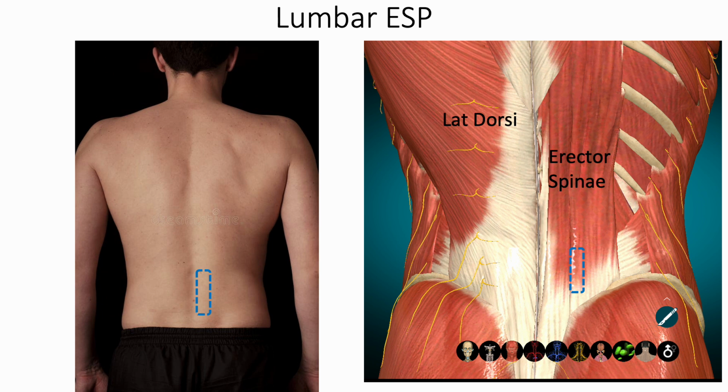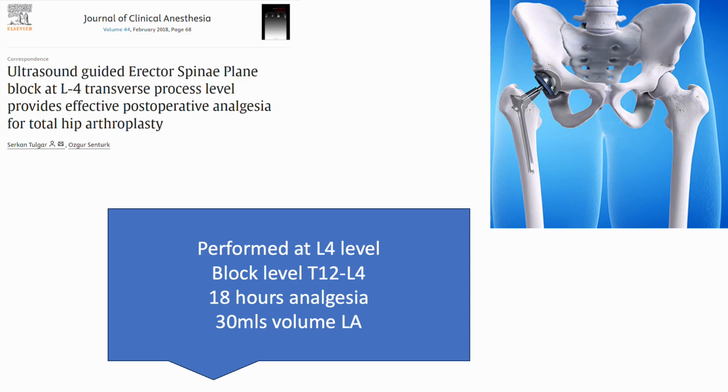Now we will look at the role and the evidence for lumbar erector spinae plane block. Lumbar ESP block was first described by Tulgar et al. in a case series for total hip arthroplasty, where a lumbar ESP block was performed at the level of L4, where the block provided a dermatomal coverage from T12 to L4, and it offered 18 hours of analgesia with a volume of 30 mL of local anesthetic.